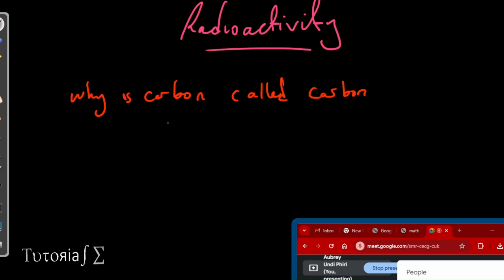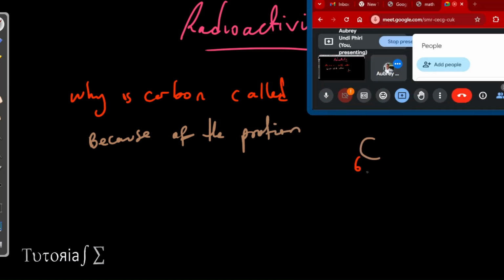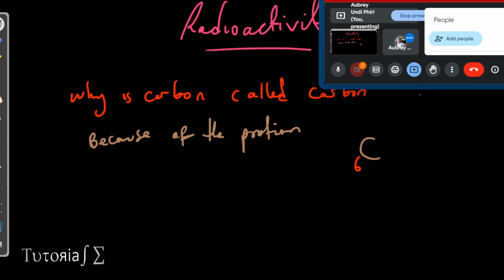So this is simply because of the protons. How many protons does carbon have? Even if the mass number is different, as long as that element has 6 protons, it will be carbon. For instance, nitrogen has 7. So anything that has 7 protons, we're going to call it nitrogen.